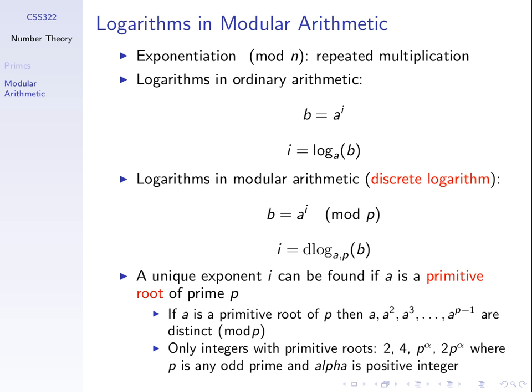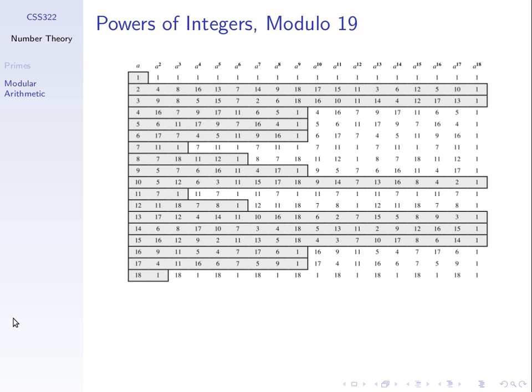Another example. Another example is on the slides. Here in this example, it's mod 19. So what this slide shows is that for different values a from 1 to 18, here is the answer when we take a to the power of 1, mod 19. The second column is a to the power of 2, mod 19. The last column is a to the power of 18, mod 19.